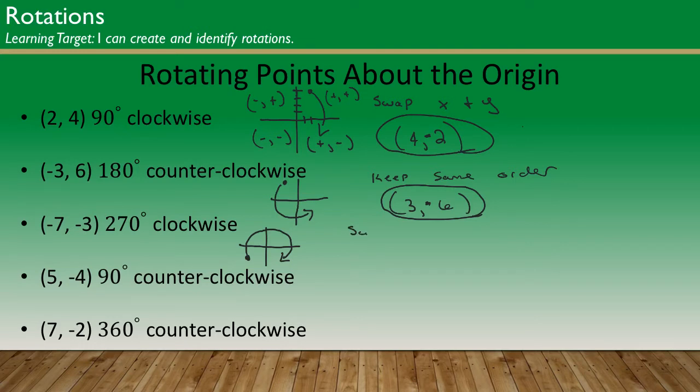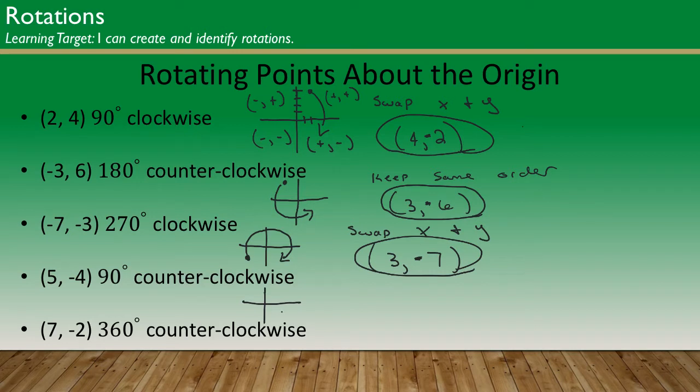So that means that 3 goes first, 7 goes second. I know that the second number needs to be negative again. Okay. The next one, 90 degrees counterclockwise.